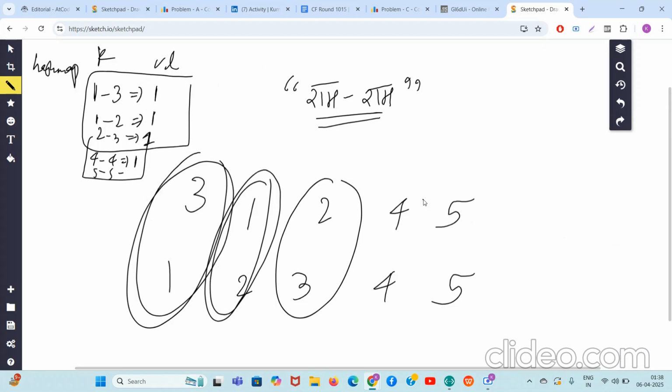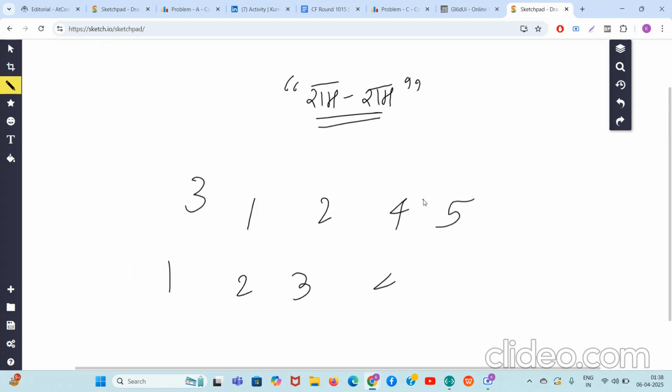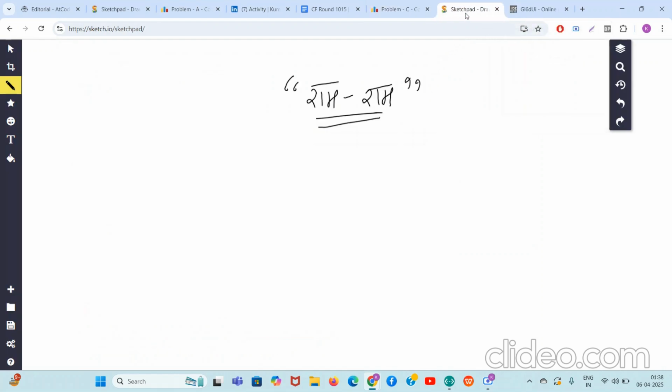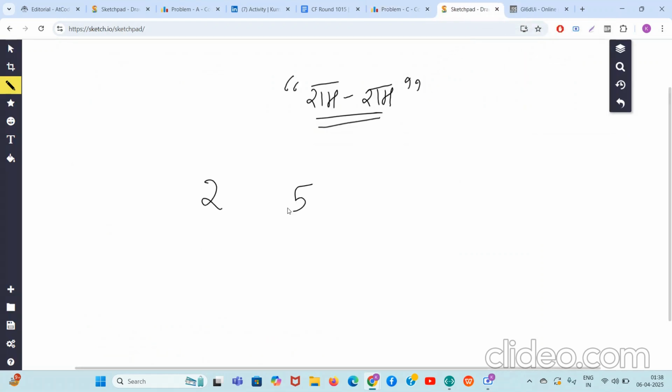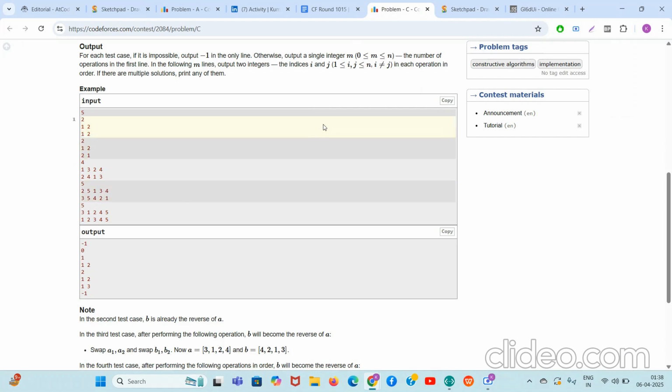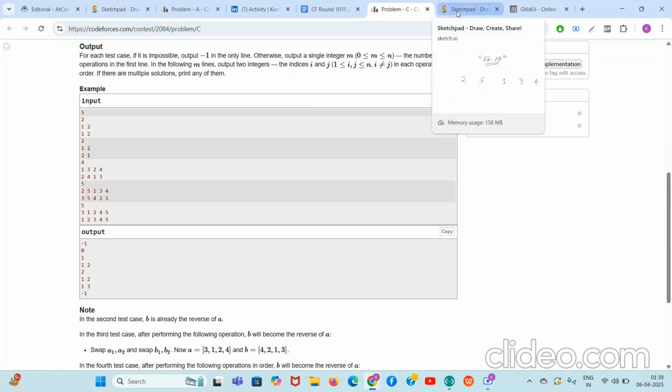So let me show you one more example. This is a very heavy data structure problem. You should know how to declare and construct different kinds of hash maps of pairs and many more things. You will have to store the indices also of the two type bonds here. For example, 2 5 1 3 4, and then 3 5 4 1 2.